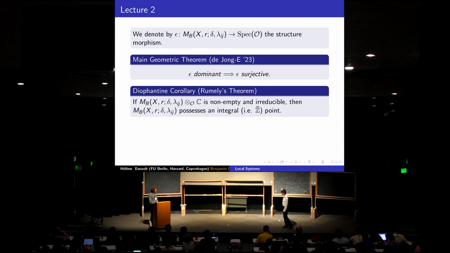So the corollary of the main geometric theorem is, in case just by accident, this moduli space here is non-empty and geometrically irreducible, then we do have an integral representation here, an integral local system. The moment we do have an integral local system, then of course you can localize here for any place of the ring O, which is a base here, we can look at the composite here. And then we obtain an elliptic local system as in the definition of weak integrality.